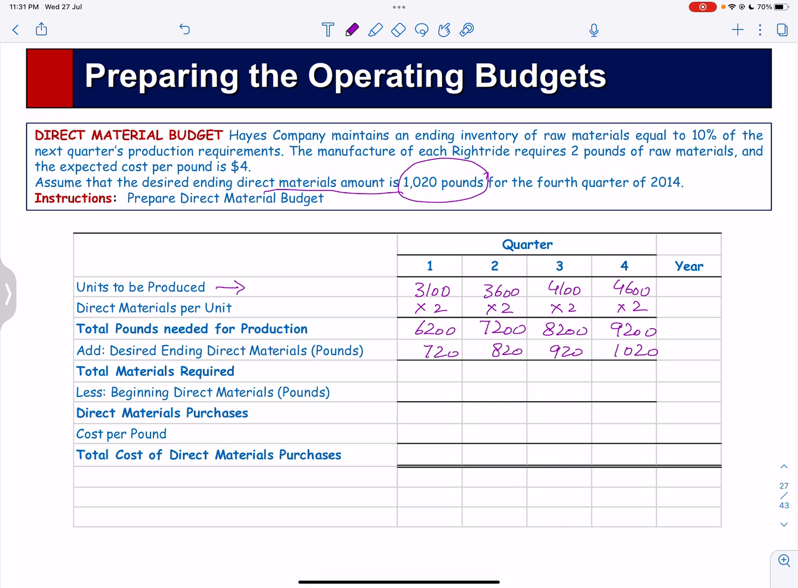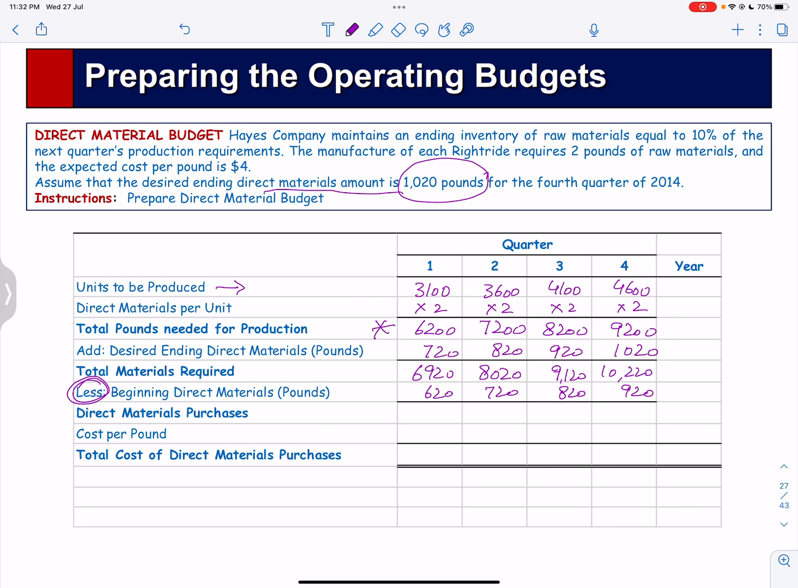So the total will be, simply sum it up, 6920, 8020, 900, 9120, 10,220. Then we are going to subtract the beginning direct material, and again that is going to be 10% of these values. So 10% will be 620, 720, 820, and 920.